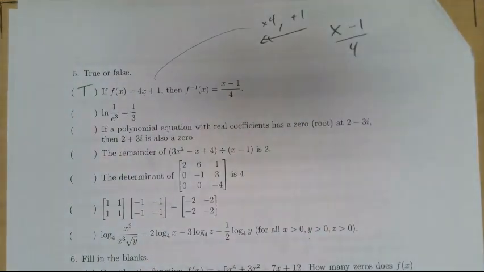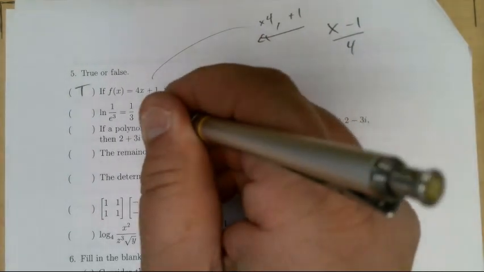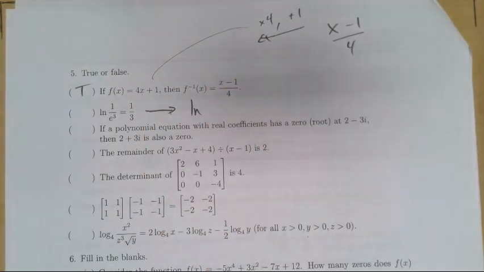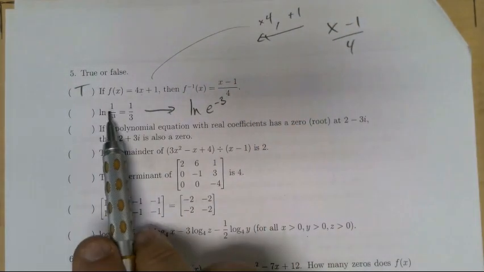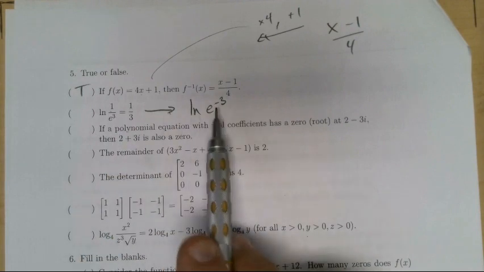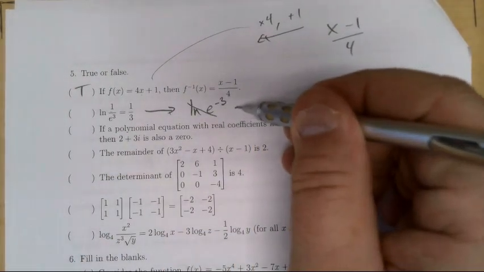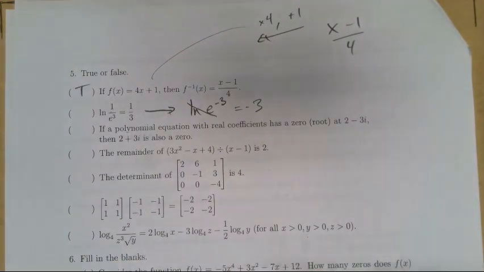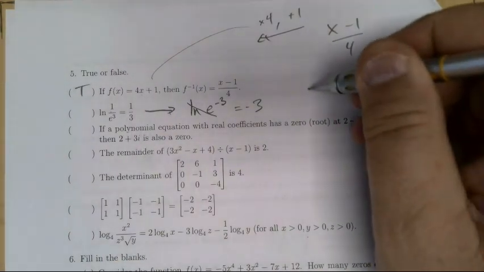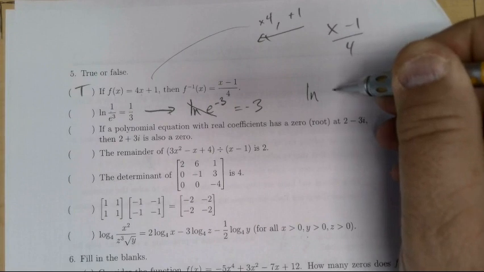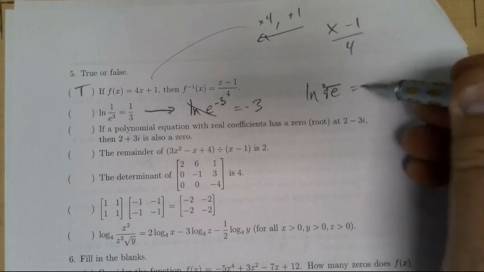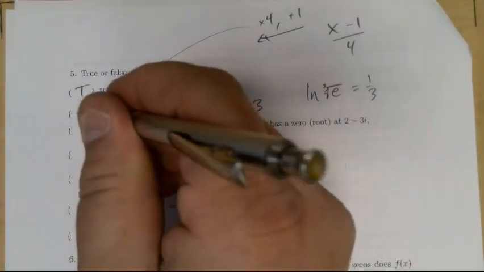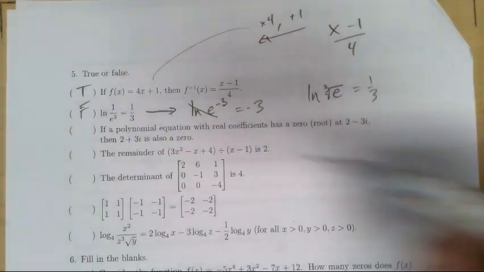So that's true. Natural log of 1 over e cubed is 1/3. Well, let's think through this. Natural log of 1 over e cubed, that's the natural log of e to the -3, because remember, 1 over an exponential just takes the negative power. And this would cancel. That would be -3, not 1/3. If it was going to be 1/3, it would have to be like the natural log of e to the 1/3, which is the same as the cubed root of e. That would equal 1/3, but not this. So this is not true, which means it's false.